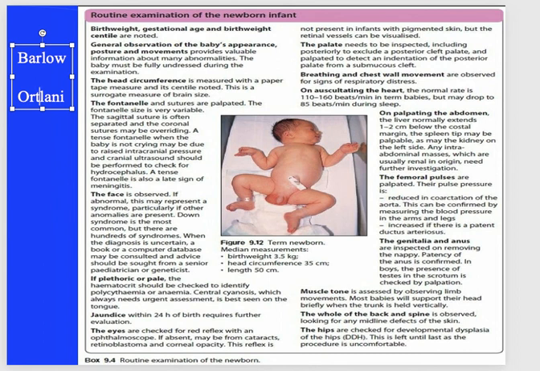The Barlow and Ortolani tests are named after the people who basically described them. The Barlow maneuver, like the Ortolani, is to check for developmental dysplasia of the hip joint, and it is very easy. The Ortolani test is when we have to dislocate the hip joint.